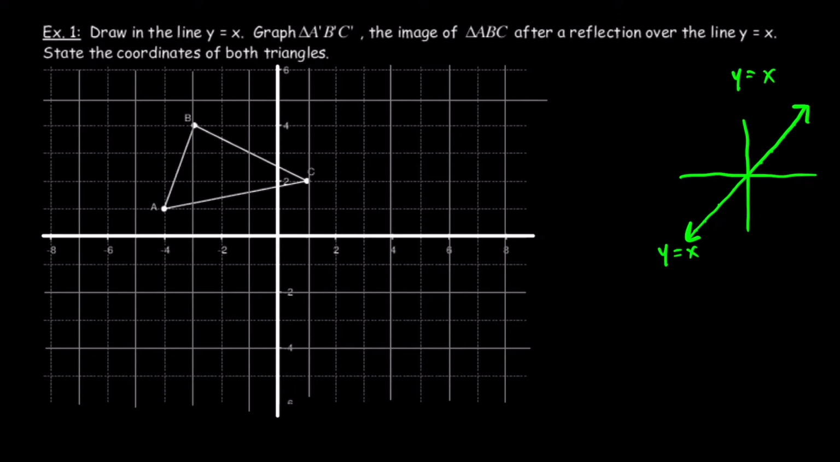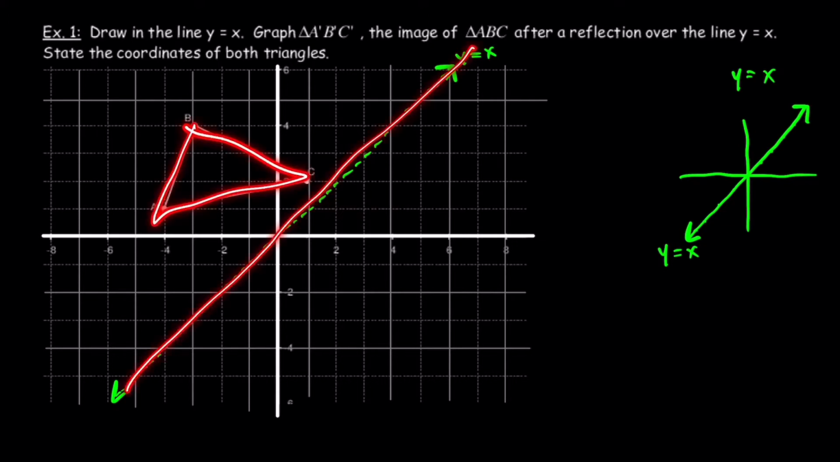Okay, so if I want to sketch this triangle reflected through that line, the first thing I'm going to do is sketch in that line y equals x. And I like to do this as a dashed line. I don't have a straight edge, so I'm doing this freehand as best I can. It's kind of easy to sketch in because you just go exactly diagonal through all those boxes. So there's the line y equals x. So now, how do I reflect this triangle through this line?